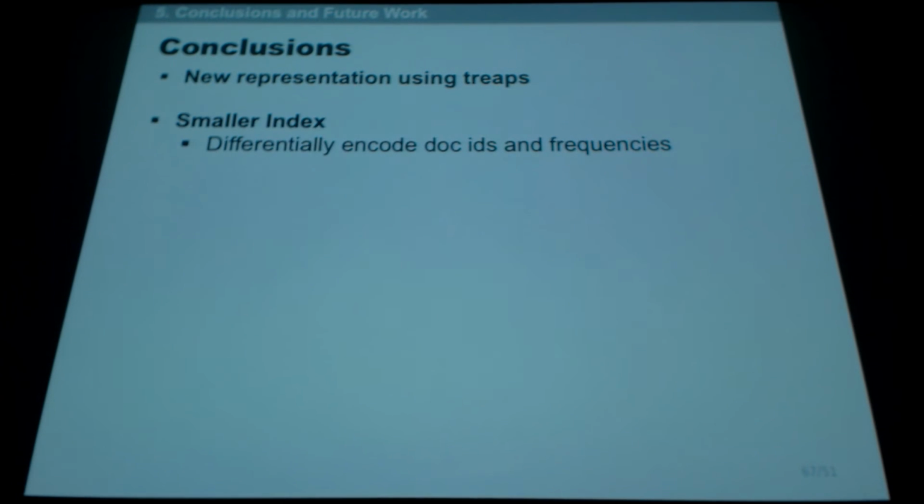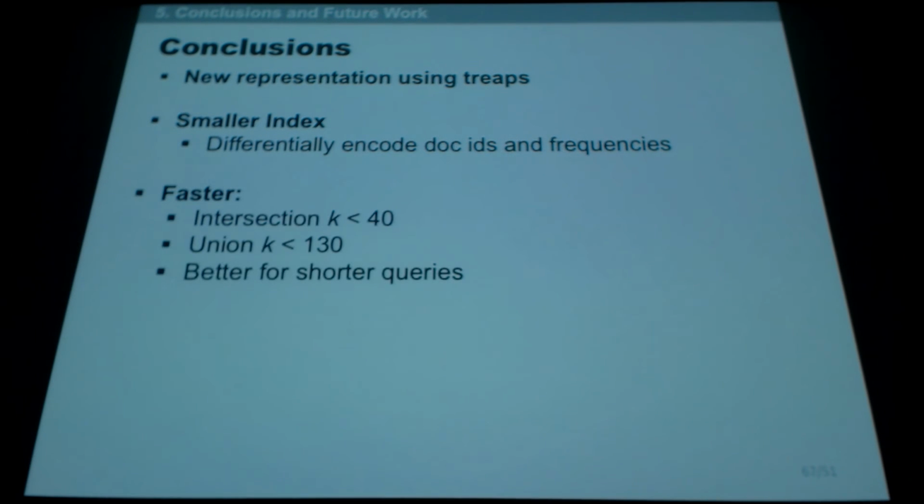So, as conclusions, the idea is to use a new representation using Treaps for the inverted index. We present a smaller index that is able to differentially encode both document IDs and frequencies. It's faster for those cases. I should change the title of the topic to something like faster and smaller inverted index in some cases, or for some queries. It's better for shorter queries.